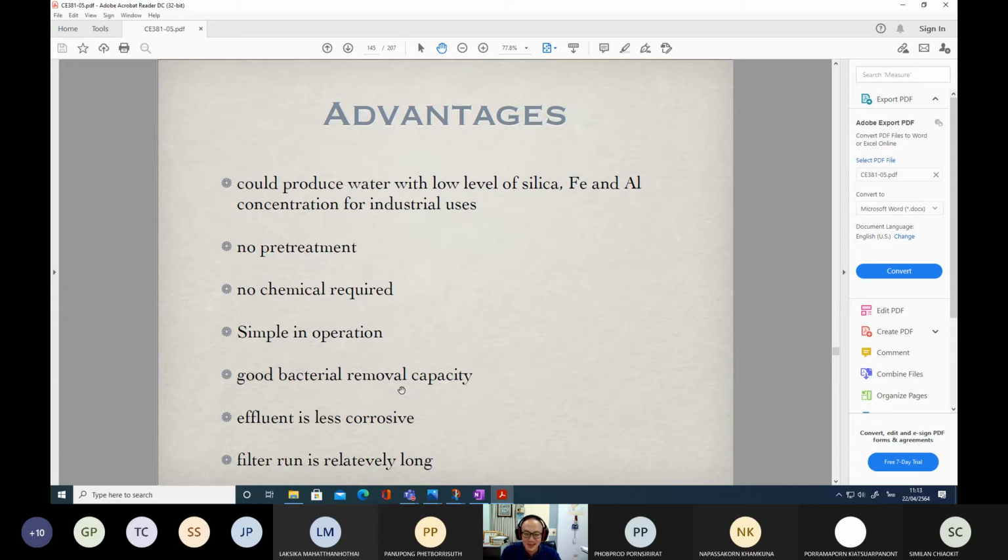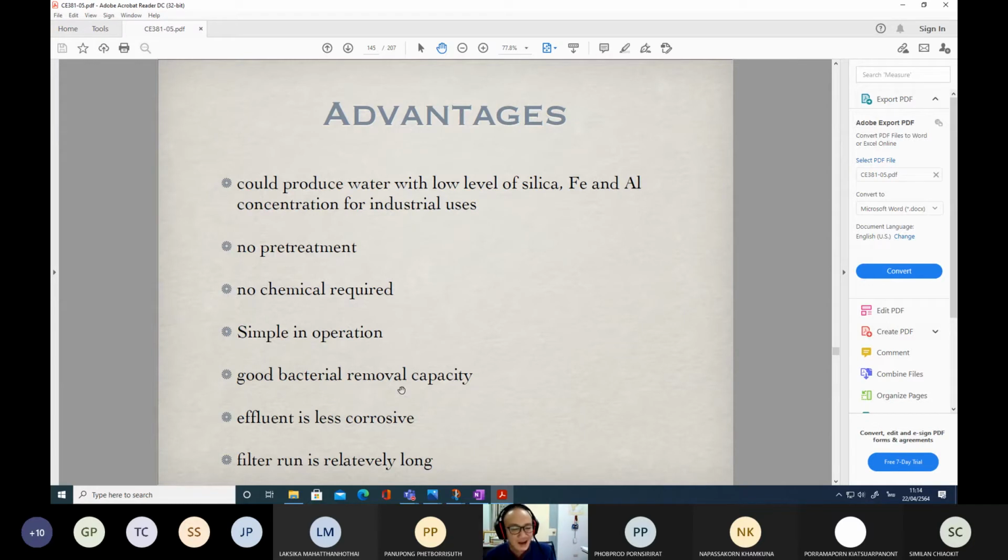But for a rapid sand filter, coagulation and flocculation are a must-have process. For the slow sand filter, if we use good quality raw water, for example groundwater, we don't need any coagulation and flocculation process. The only thing is we need to maintain that the surface water contains less than 50 NTU. So it is possible to use this without any pretreatment, without any coagulation and flocculation process.